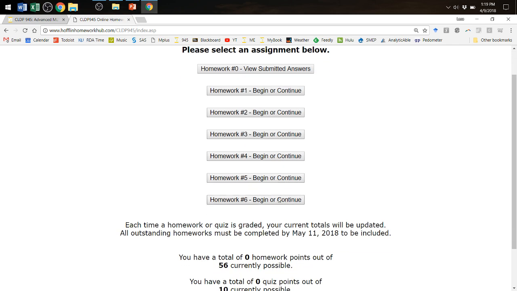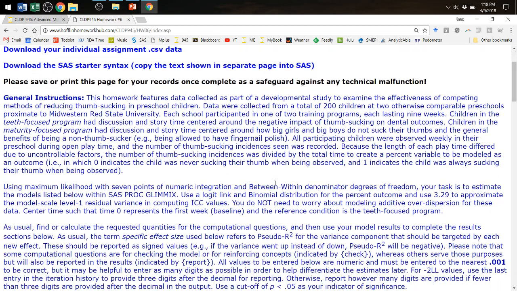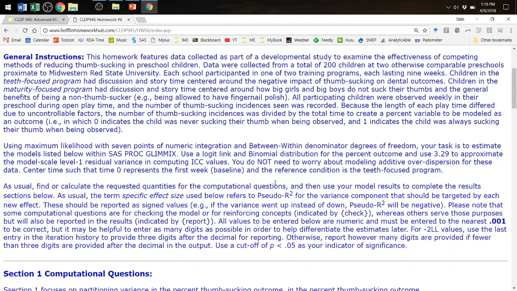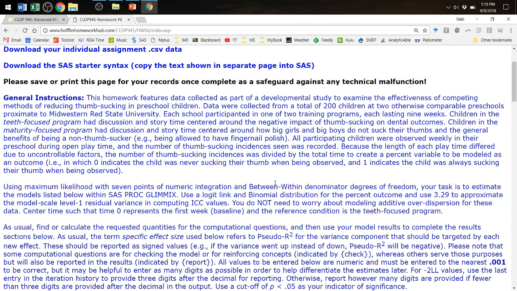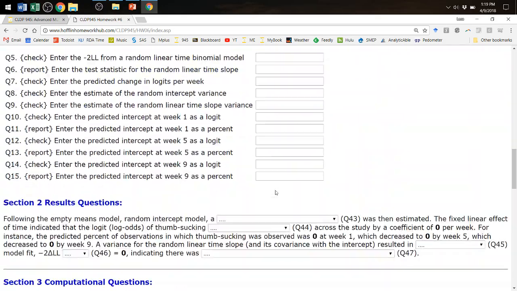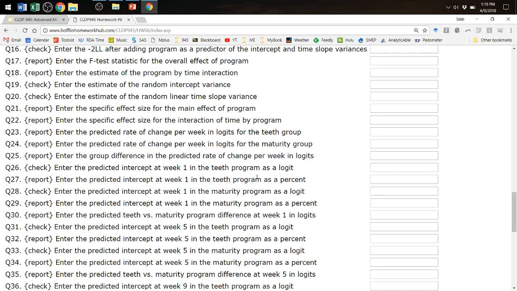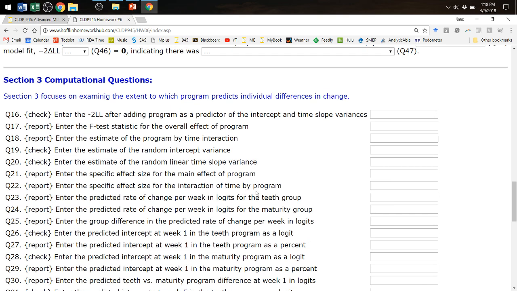So yes, homework 6 is now available. Per popular request, and by popular I mean one person asked me, and so I said sure. It's a story that uses proportion correct as an outcome. So it's 10 points. Most of the questions are computational. It is shorter, a mere 58 questions. It is a random linear time model with 2 groups. So it's relatively straightforward in multi-modeling land. The only catch is logits versus probabilities.